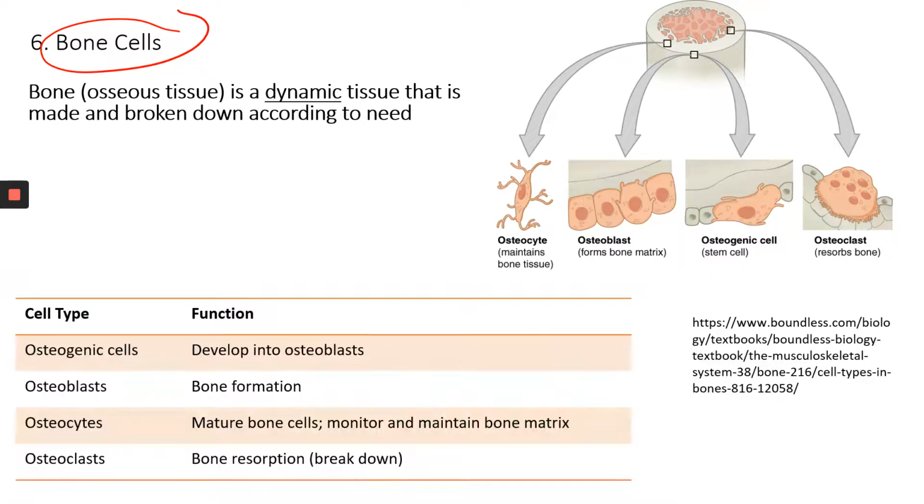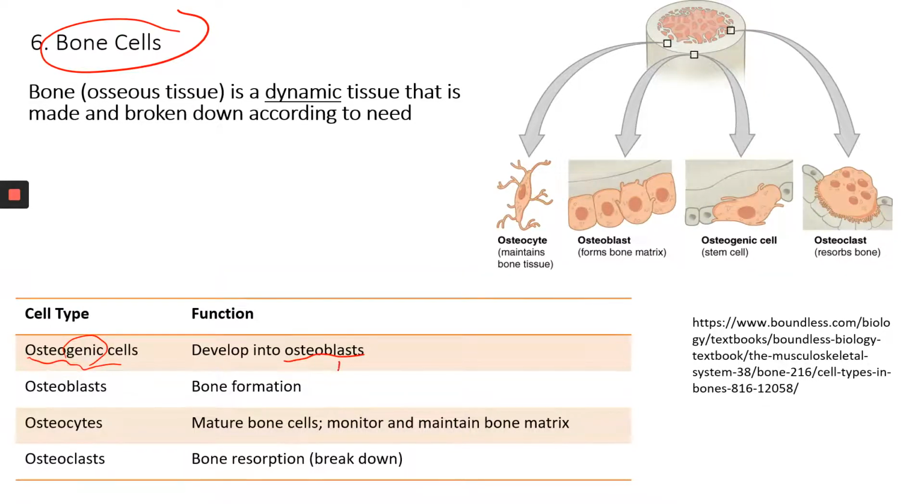So bone is actually a very dynamic tissue. It's constantly made and broken down according to need, right? Where you have to have more strength to resist pressure and stress. So how do you achieve this constant remodeling? So that's done by different bone cells. Okay. First of all, we have osteogenic cells. Genic, right? Like Genesis, you're making things. So osteogenic cells can develop into osteoblasts.